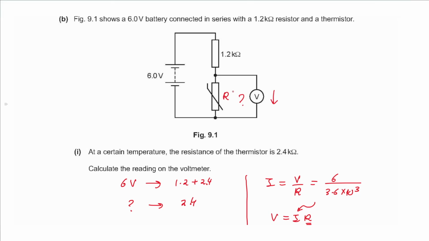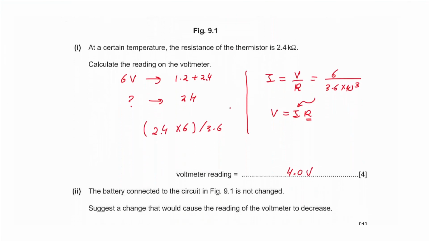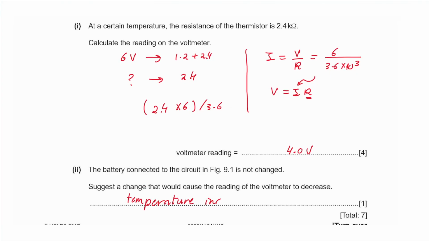This means that the resistance here decreases, or on the upper side increases, but this is a fixed resistor, so no change happens here. This resistance now must decrease. And the resistance of a thermistor decreases when the temperature increases or there is a rise in temperature.